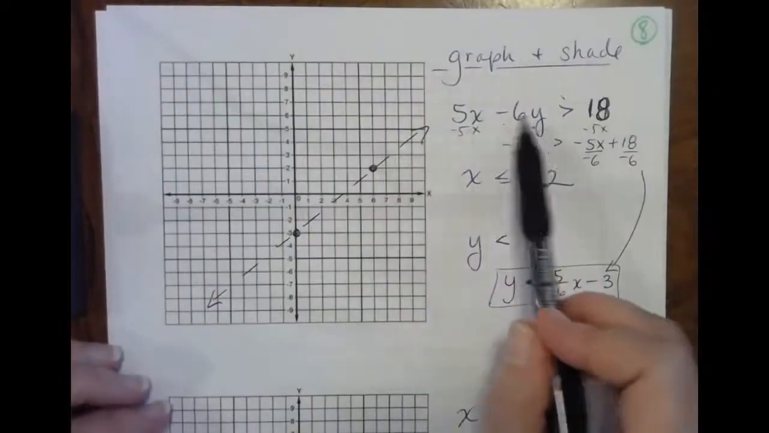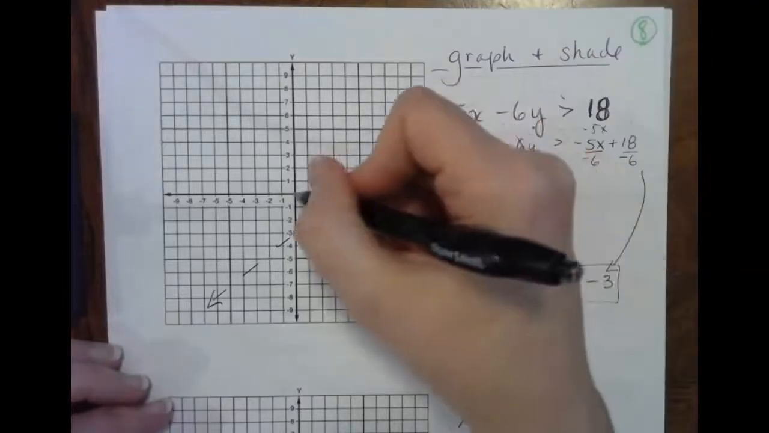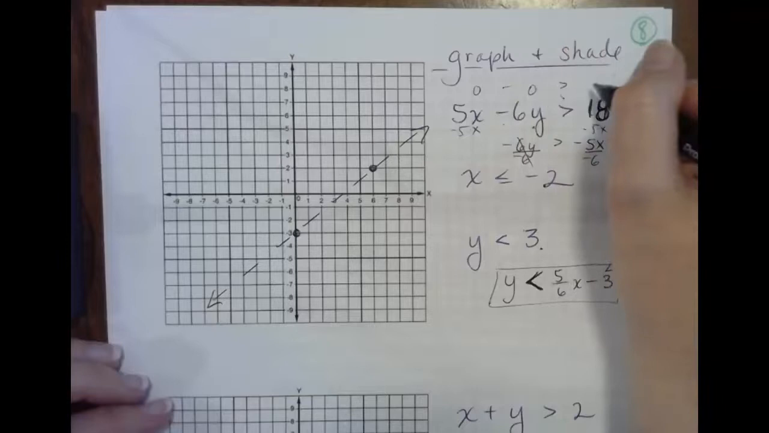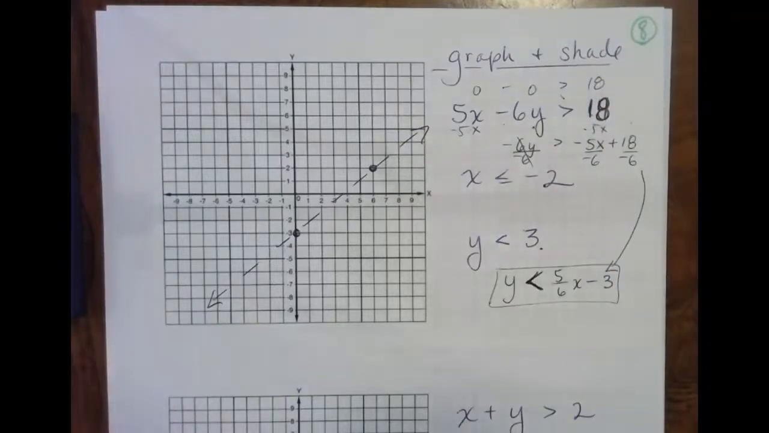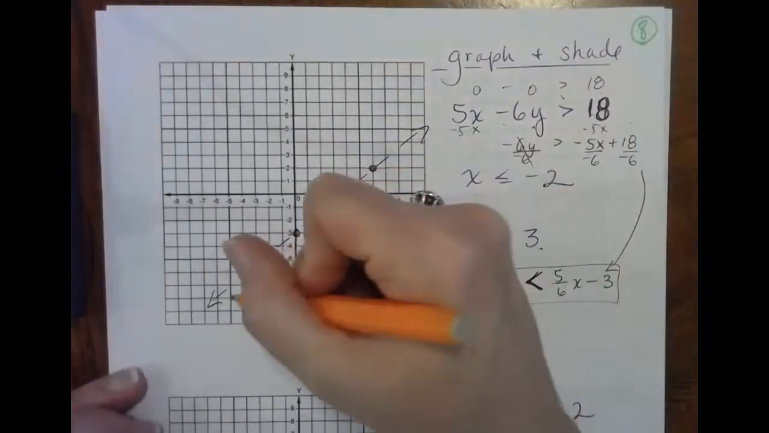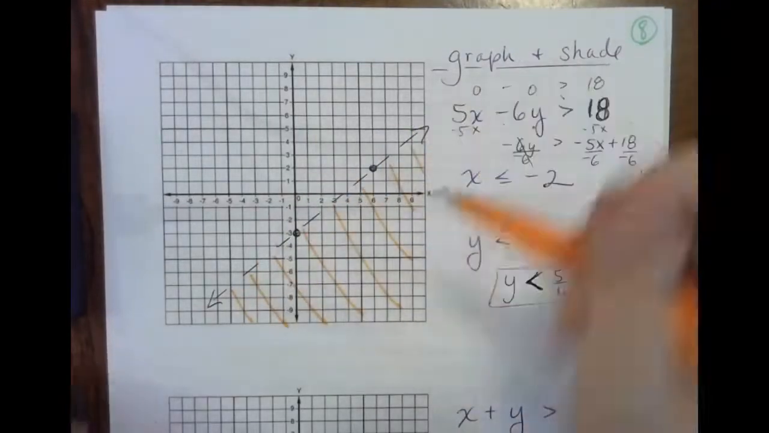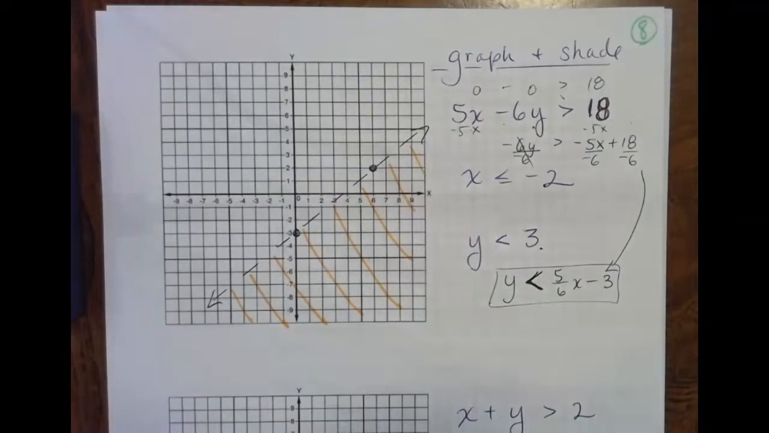So go back to what was given. So plugging in 0, 0. So 5 times 0 is 0. 6 times 0 is 0. Is 0 greater than 18? No. So that means we will not shade to include 0, 0. So just do your shading lightly to begin with.